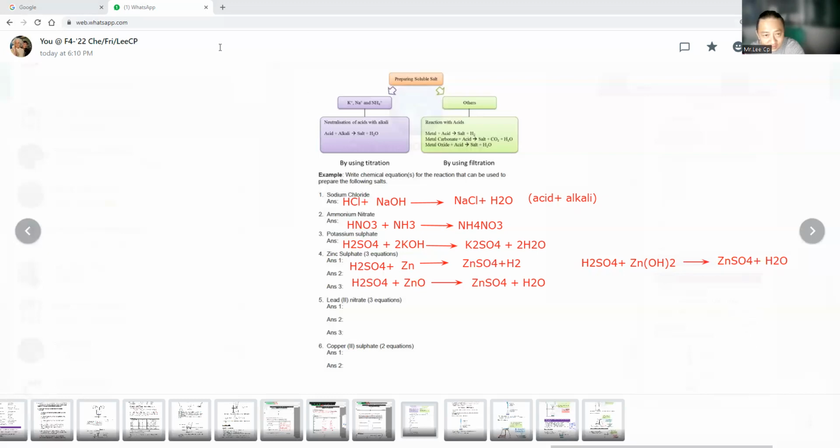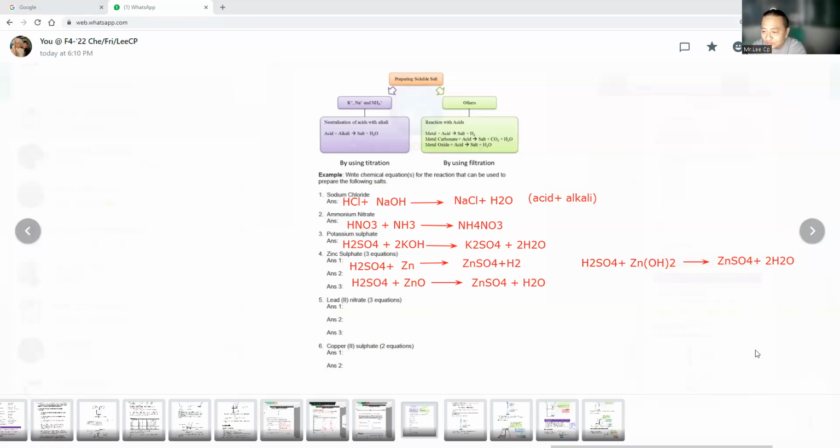ZnSO4 plus H2O. But we need to balance it. H2SO4, SO4 1, SO4 1, same. Zn 1, Zn 1, same. OH has 2, so on the left 2O plus 2H, 4H and 2O, and on the right 2H, so I need to have 2 at the back, at H2O. So I add a 2 here, and it is balanced already. Do you understand?